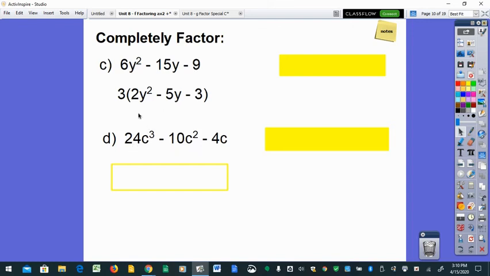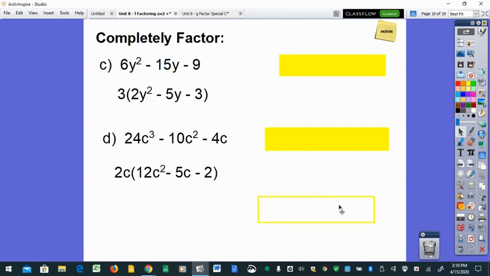Do we have a greatest common factor here? We're going to come back. Right now, just looking for GCFs. And between the 24c to the third, the negative 10c squared, and the negative 4c, did you see a greatest common factor of 2c? 2c times 12c squared would give me the 24c to the third. 2c times a negative 5c would give me the negative 10c squared, and 2c times a negative 2. Okay, now the question is, can I factor this further?